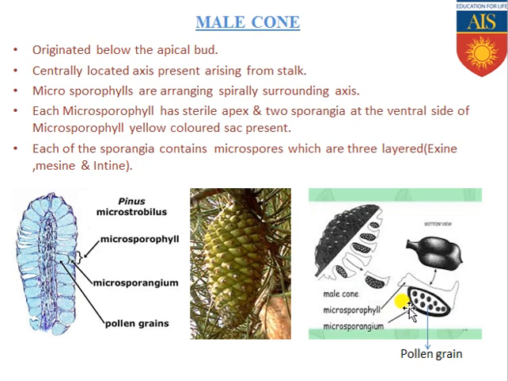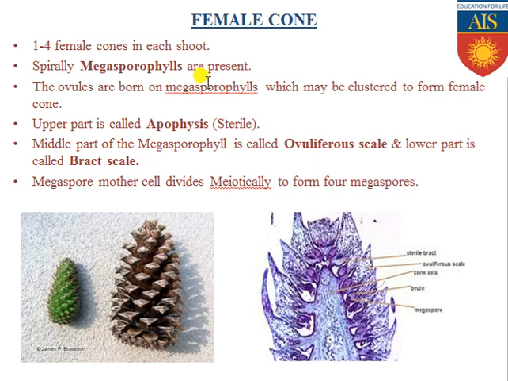Now going to the next type of cone, the female cone. Keep in mind, one to four female cones will be there on each shoot. Here microsporophylls will not be there because those are present in the male cone. In the female cone megasporophylls will be present, and the ovules are borne on those megasporophylls, which may be clustered to form the female cone. In each megasporophyll, the upper sterile part, as we discussed for the male cone, is commonly known as the apophysis. The middle part contains the ovuliferous scale, and the lower part contains the bract scale.